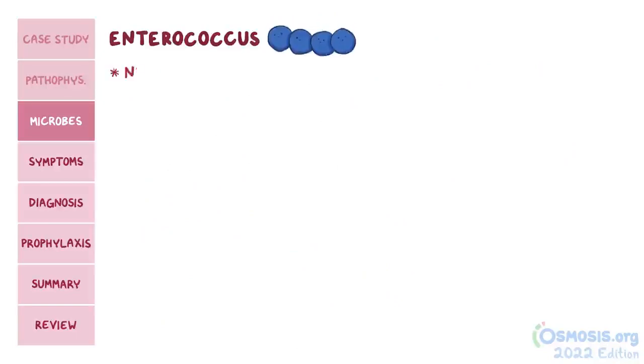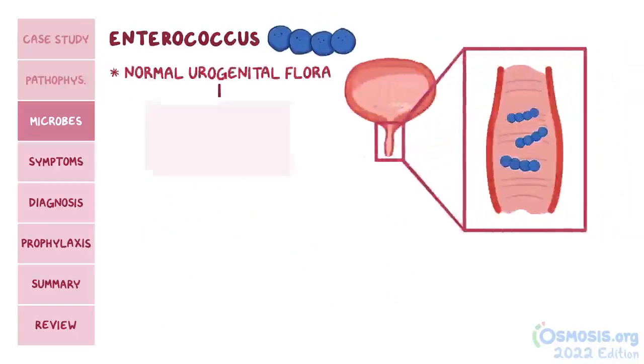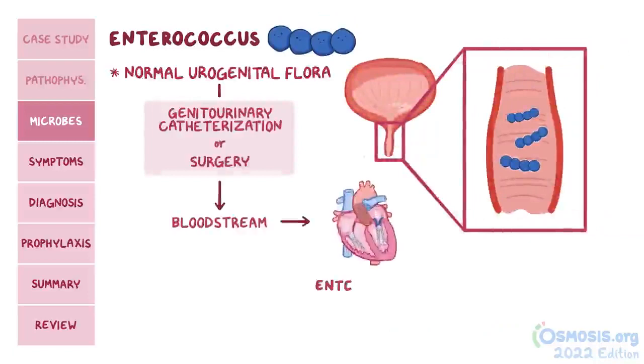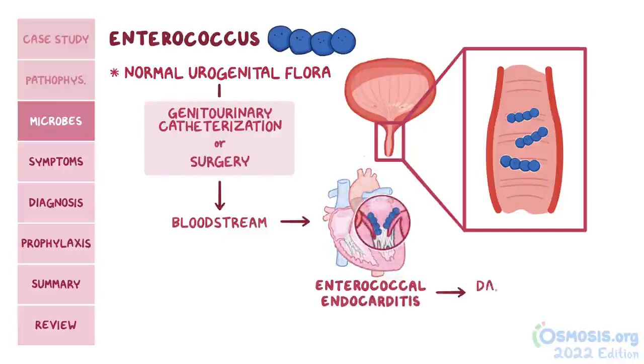Enterococcus is a part of the normal urogenital flora, but following genitourinary catheterization or surgery, it can escape into the bloodstream and go on to cause enterococcal endocarditis on either damaged or healthy valves.